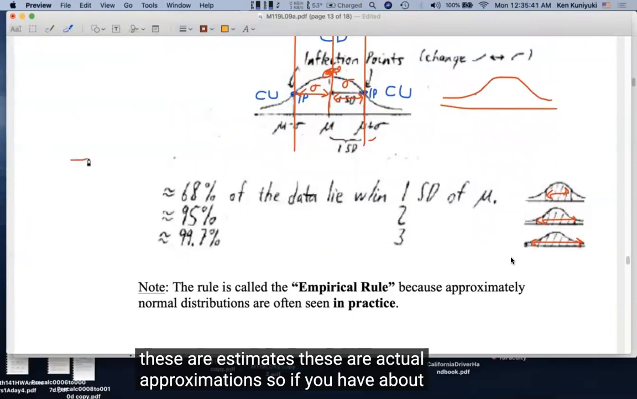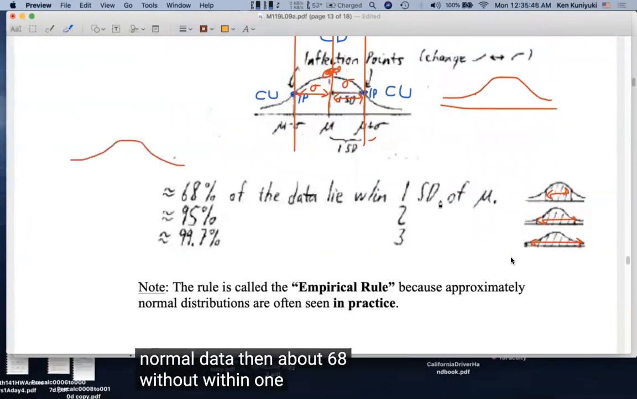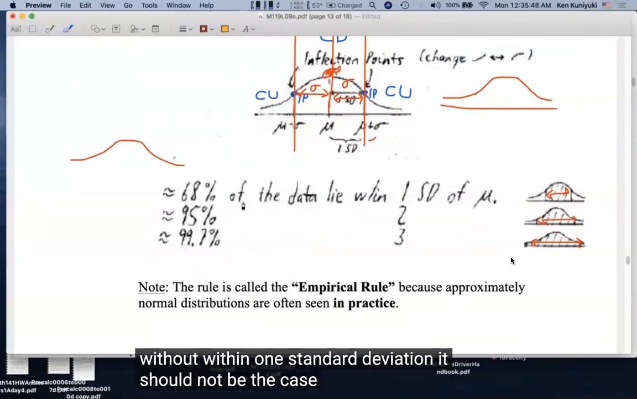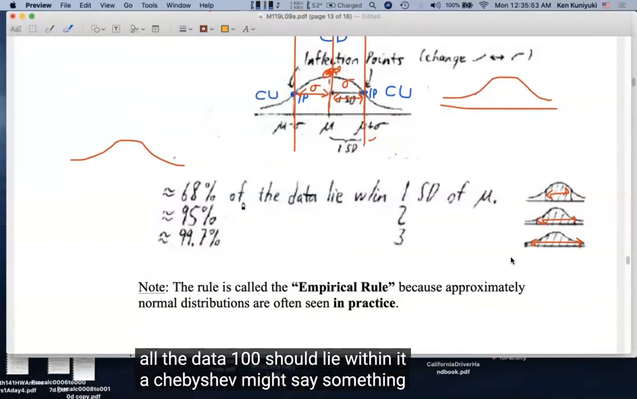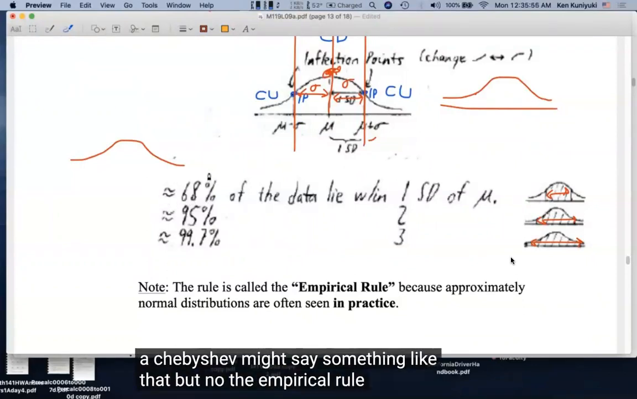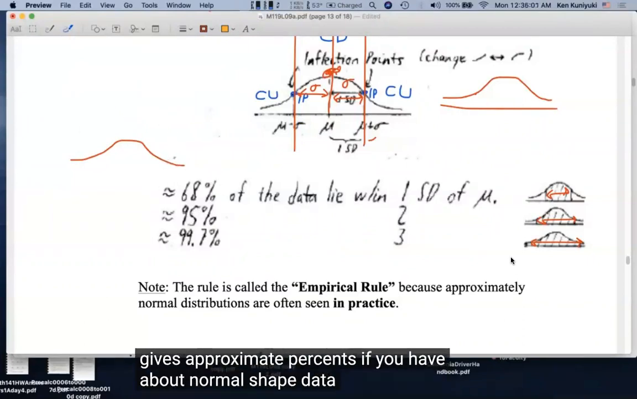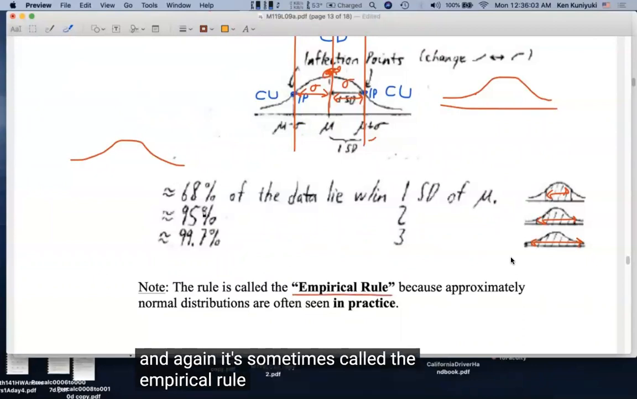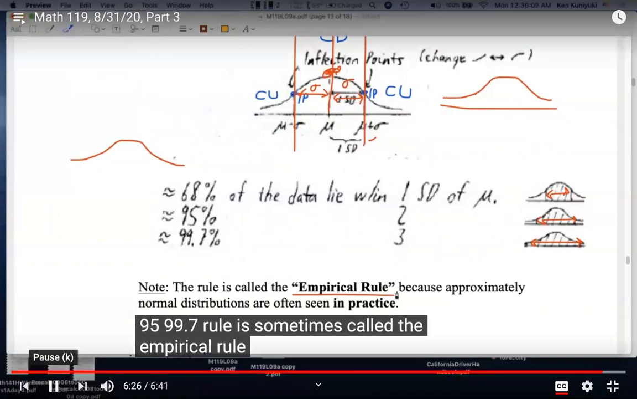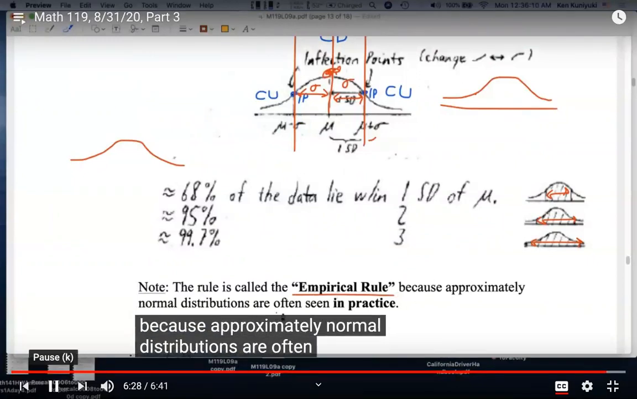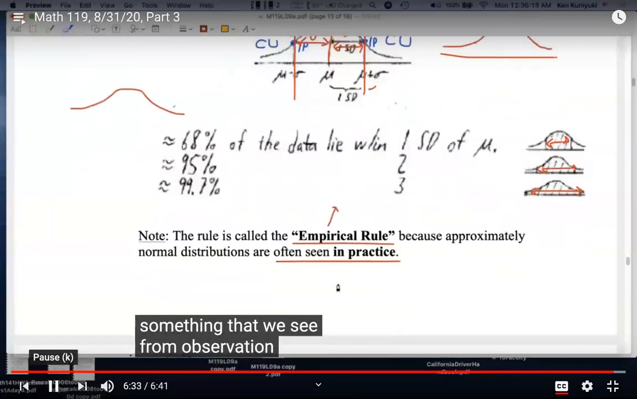So if you have about normal data, then about 68% will lie within 1 standard deviation. It should not be the case that all the data, 100%, should lie within it. Chebyshev might say something like that, but no, the empirical rule gives approximate percents if you have about normal shaped data. And again, it's sometimes called the empirical rule. The 68, 95, 99.7% rule is sometimes called the empirical rule because approximately normal distributions are often seen in practice. And empirical means something that we see from observation.